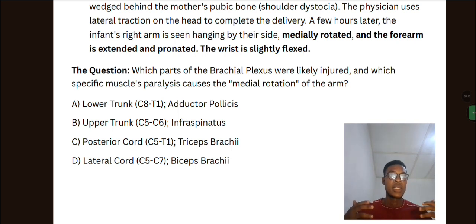But in this case, a muscle is not active, so that is why there's medial rotation. So which muscle is not active? The muscles that cause lateral rotation. So which muscles cause lateral rotation? It is the infraspinatus and the teres minor. The teres minor and infraspinatus cause lateral rotation of the arm, and if these two muscles are affected, there will be medial rotation. And so the infraspinatus comes from the upper trunk of the brachial plexus, which is C5 and C6, as you can see on the screen.